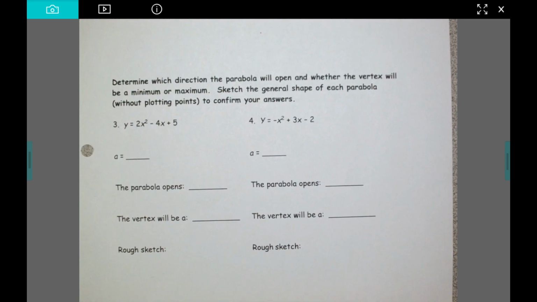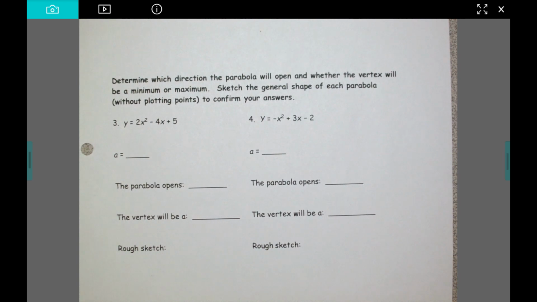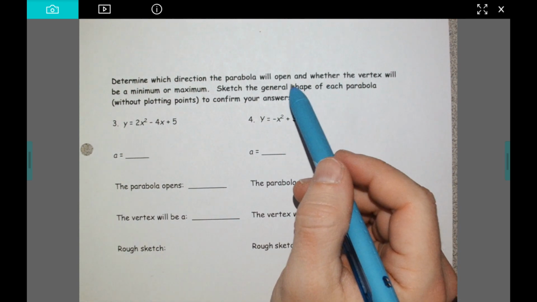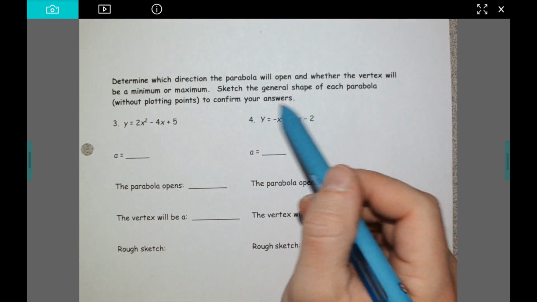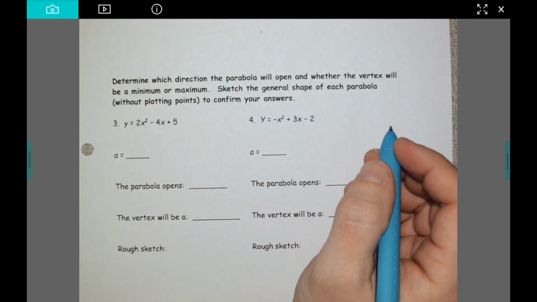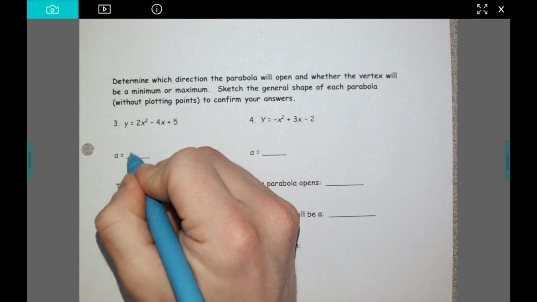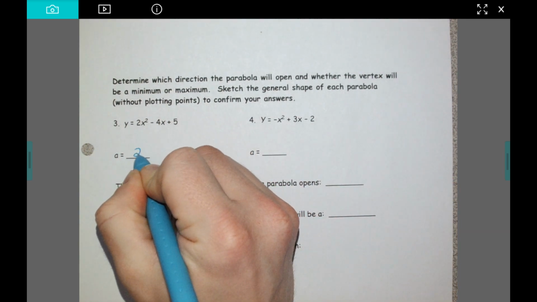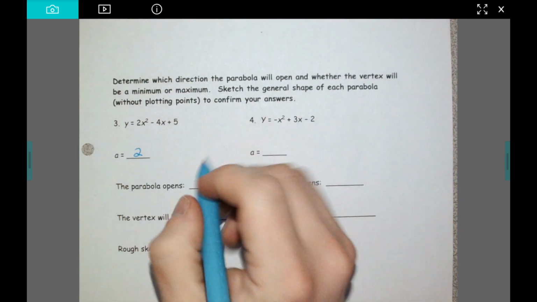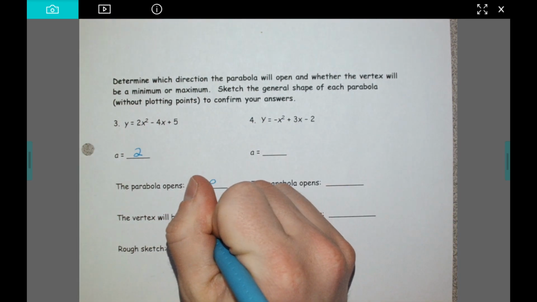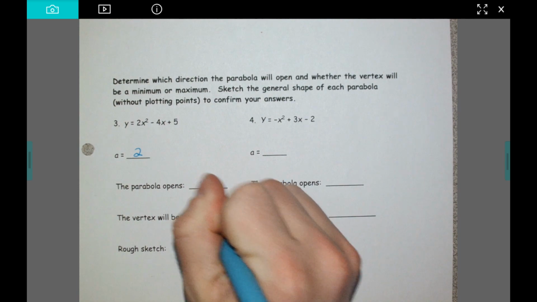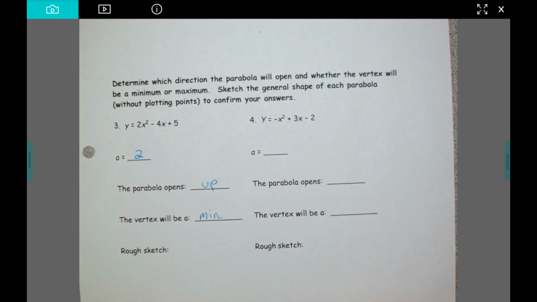So there's a couple examples we're going to look at here. I'm actually going to add to them. So first off, we want to determine which way it will open, and whether it's going to be a min or a max. And then we just want a general shape. So with this right here, our a value is going to be 2. Since the a value is positive, our parabola is going to open up. And since it opens up, our vertex is going to be a minimum.